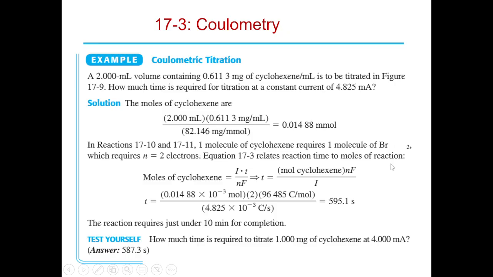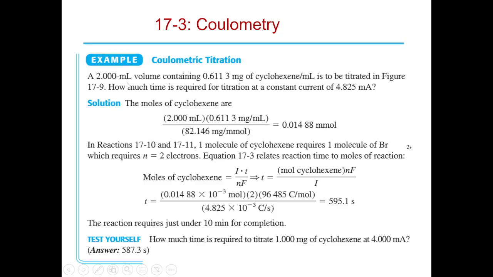Okay, let's do a colorimetric titration real quick. So 2 milliliters of volume containing 0.6113 milligrams of cyclohexene per milliliter is to be titrated in our figure, which is at 17.9 again. How much time is required for the titration at a constant current of 4.8245 milliamps? So this is literally just a normal titration stoichiometry, right?